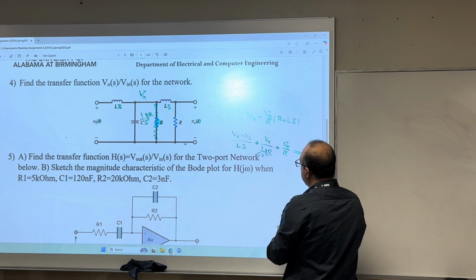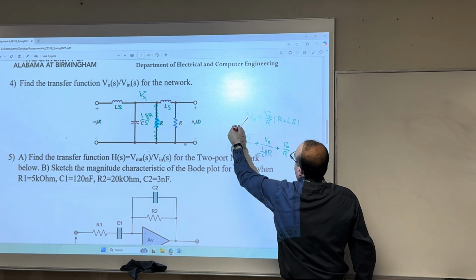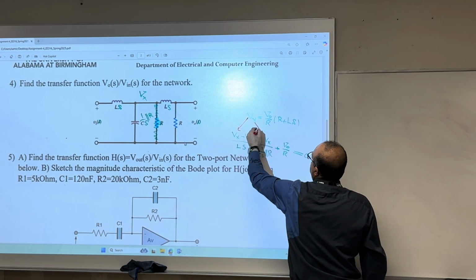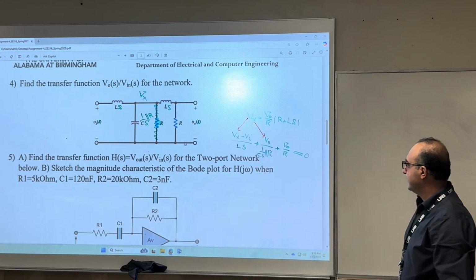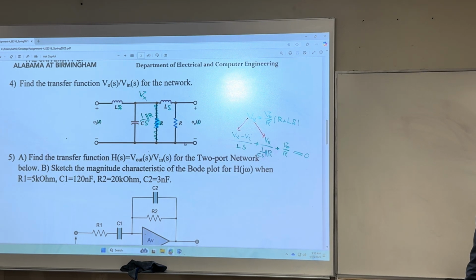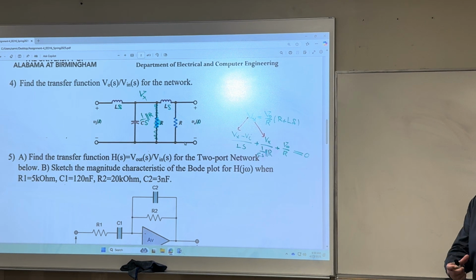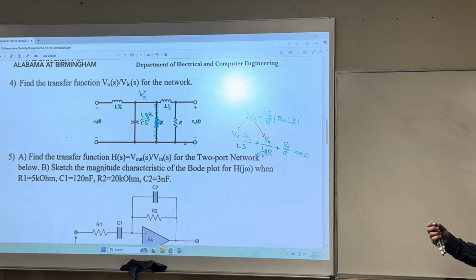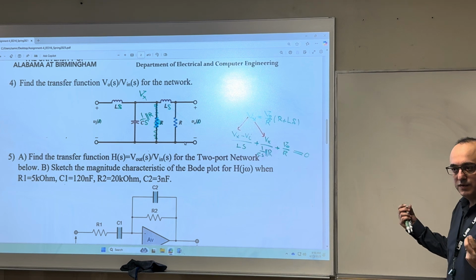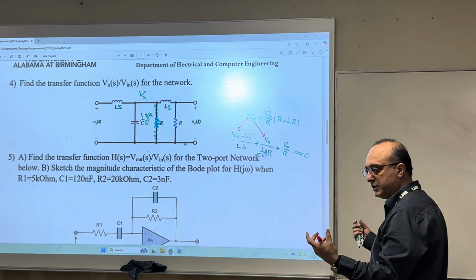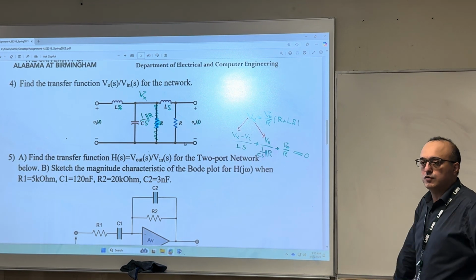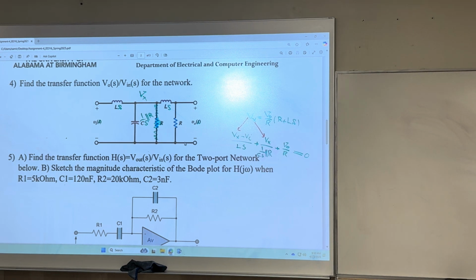So if you put Vx here and here, you will have one equation with Vi and VO. You have to put the Vi and VO on different sides of the equation, then divide by Vi, and you find VO over Vi. Clear approach? Or do you want me to do it?